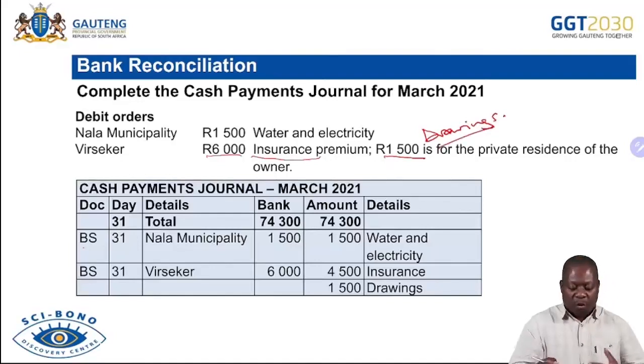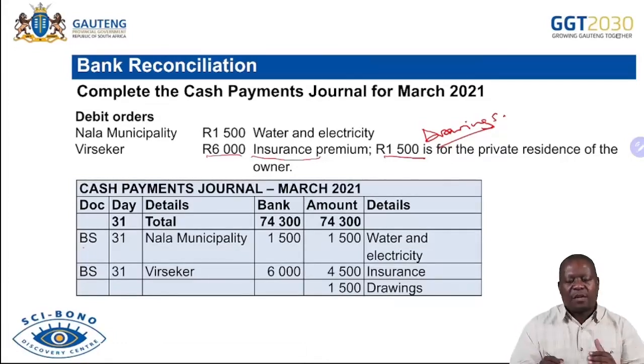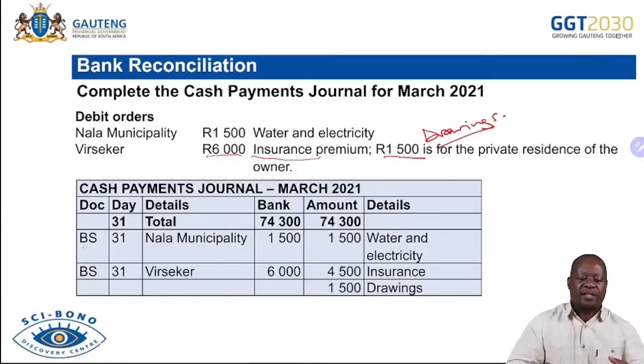Drawings. So when we record, we separate the 6,000 now into two. The 4,500 is for insurance because it's a business expense. What about the 1,500? It's drawings because we are paying something that is not a business expense. It's a personal expense, and we call it drawings.